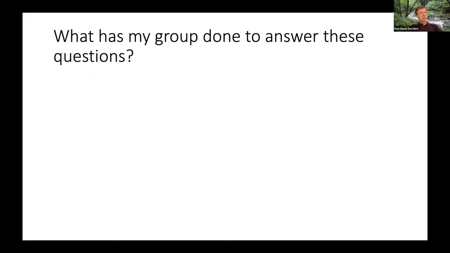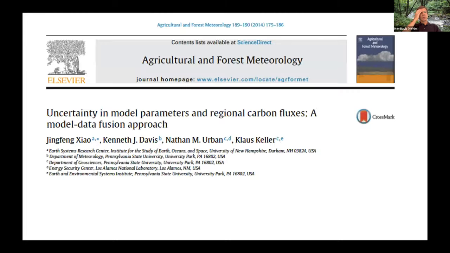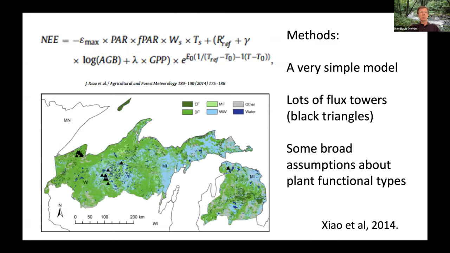So I'll give you a little bit about what my group has done to poke at some of these problems. I'll show you some quick results from two papers that we did to try to work on building ensembles that we think are reasonably well calibrated to quantify uncertainties in B. So one paper from quite a while ago, Jingfeng Zhao, working in northern Wisconsin. Well, he was working at Penn State, but on data from northern Wisconsin.